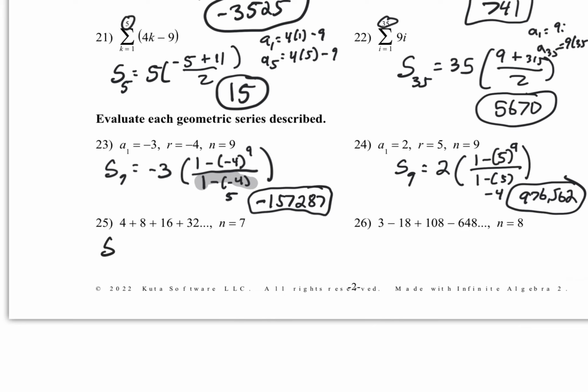Number 25, we have to find the sum of the first 7. So it's our first term, which in this case is 4. If I find our ratio, so how do you get from one to the next? Well, 8 divided by 4 is 2. So it's not 4. That should be a 1 minus our ratio to the n, and then 1 minus the ratio.